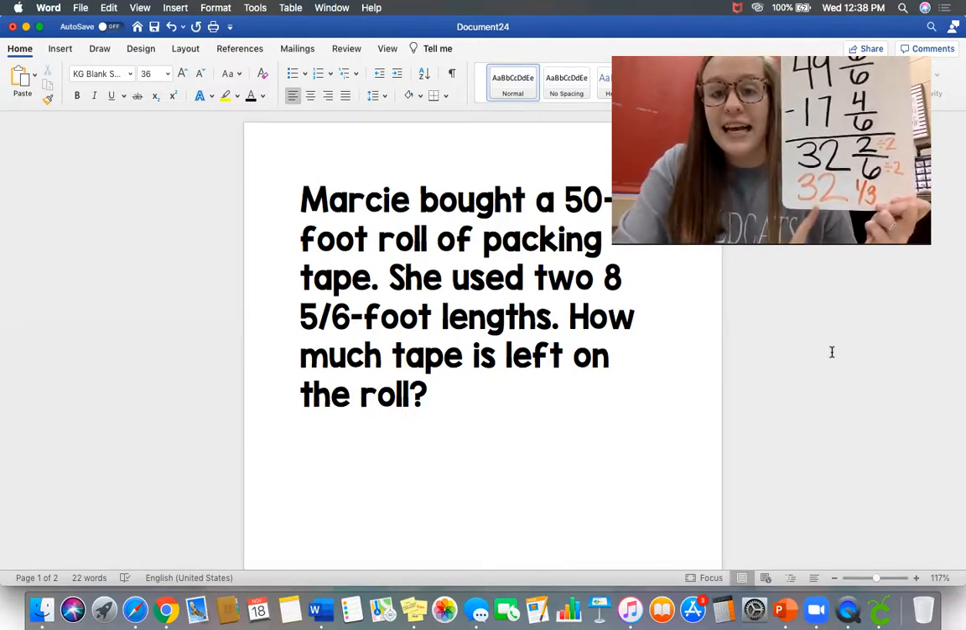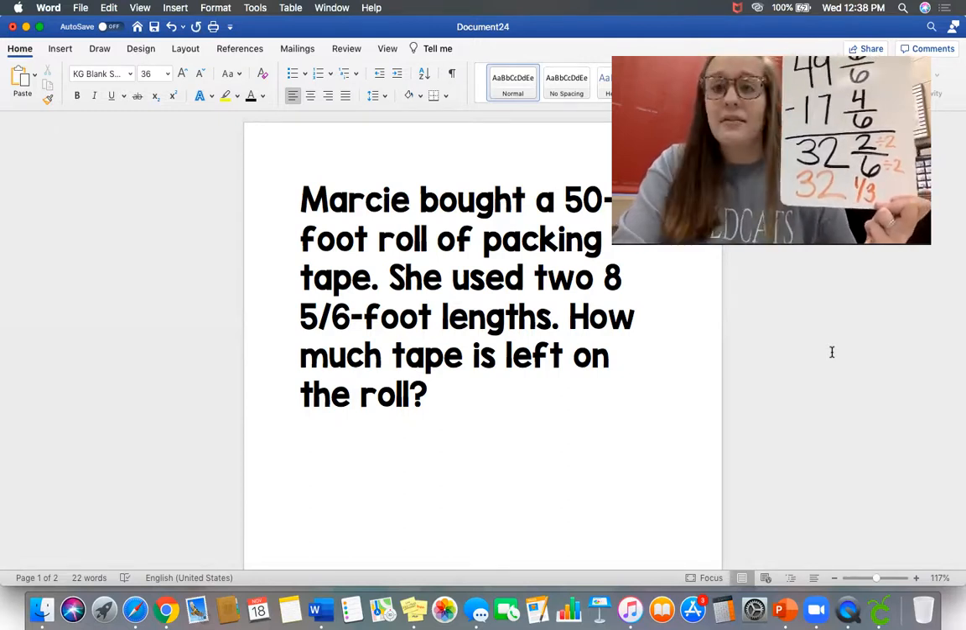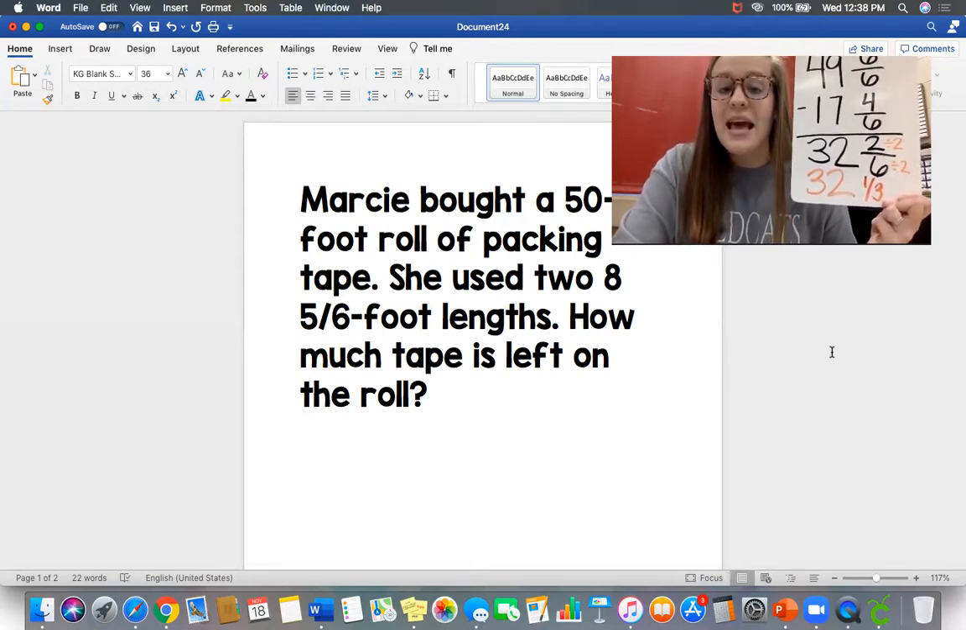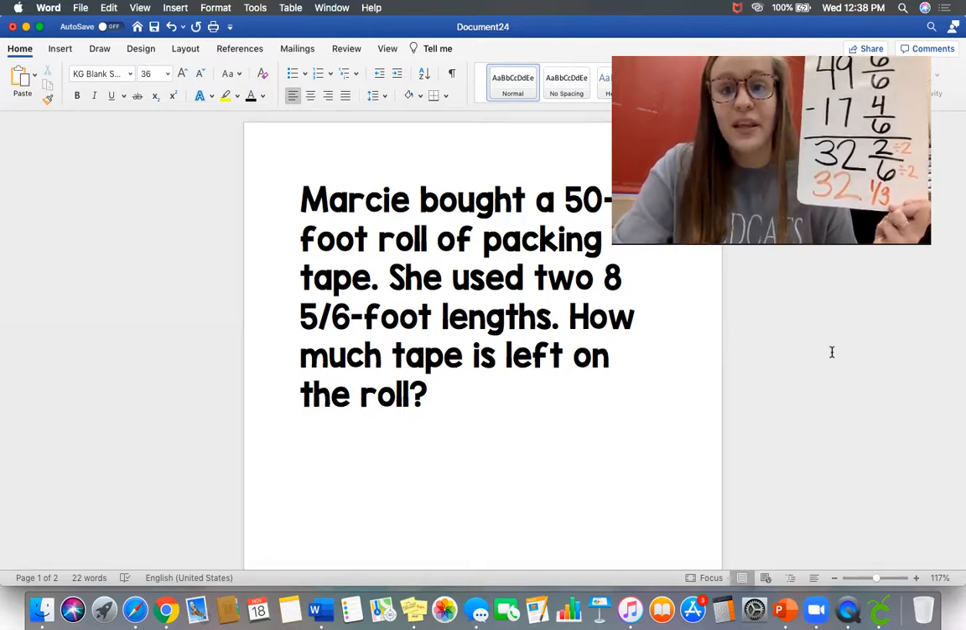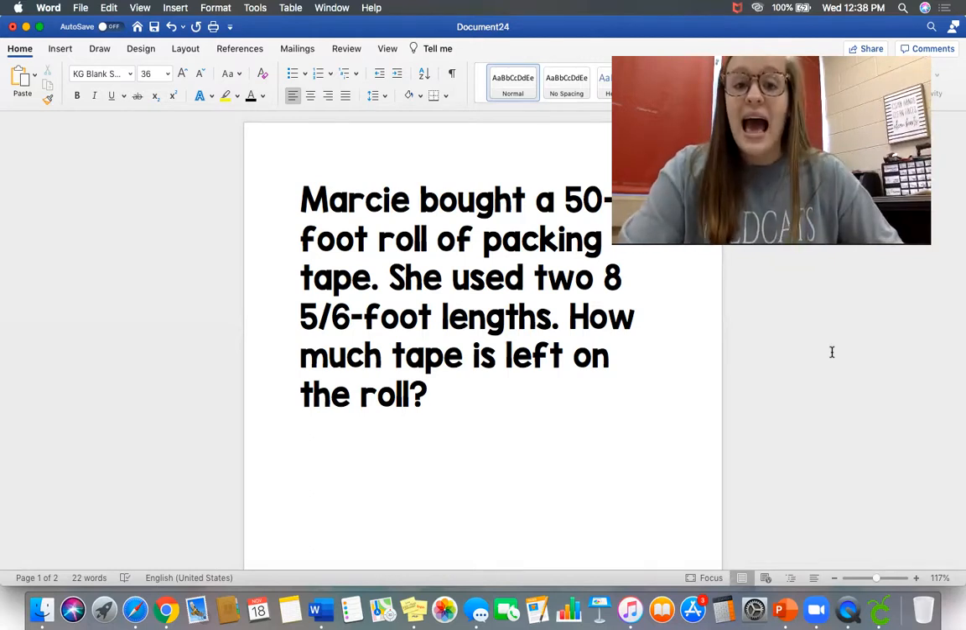So my answer is, she used 17 and 4/6 feet of packing tape, and she had 32 and 1/3 feet left on her roll. So that was a multi-step word problem. We had to find out how much she actually used before we could subtract and find out how much was left on the roll. So if you have any questions, please let me know.